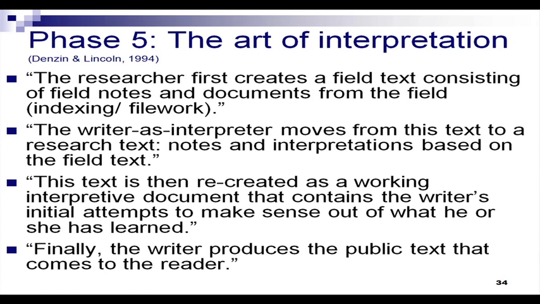The researcher first creates a field text consisting of field notes and documents from the field. This is known as indexing or file work. So, the researcher indexes the information that has been received. Since we are dealing with descriptive information, a large volume of information, we need to index it. We need to put it into different categories. We need to file it. We need to sift the sense-making material from this material that does not make sense.